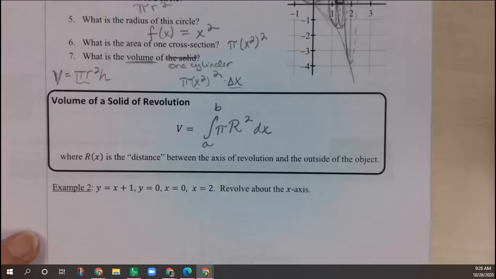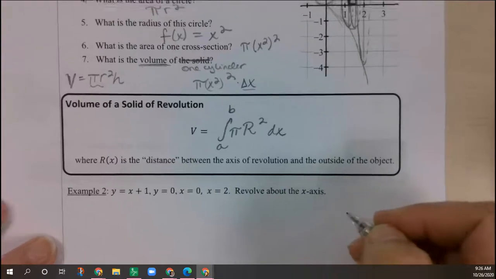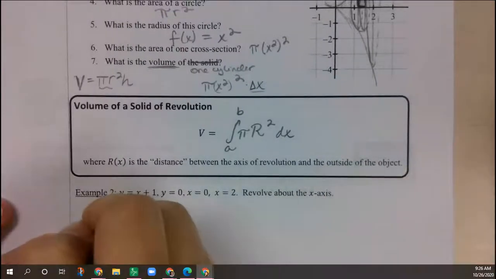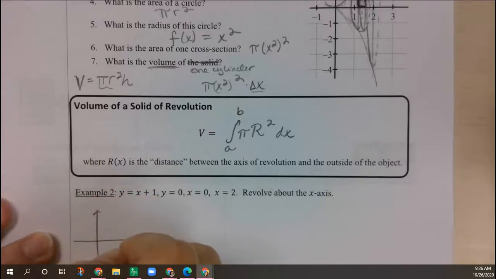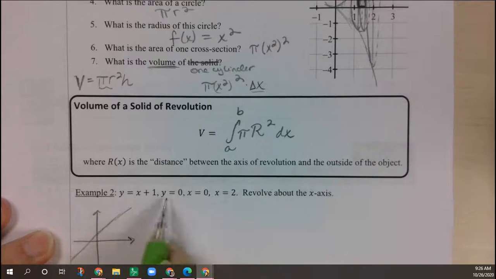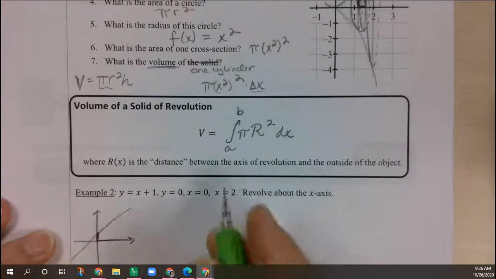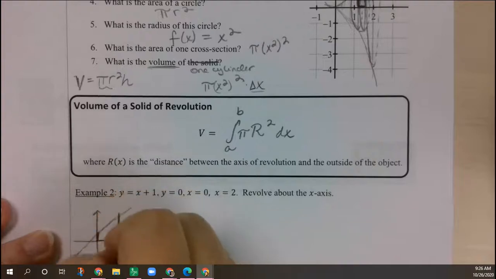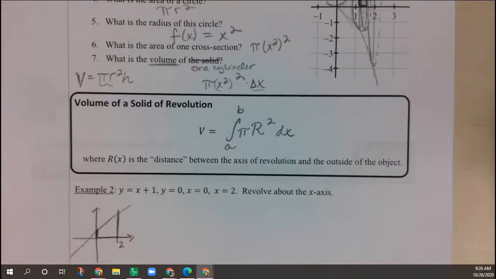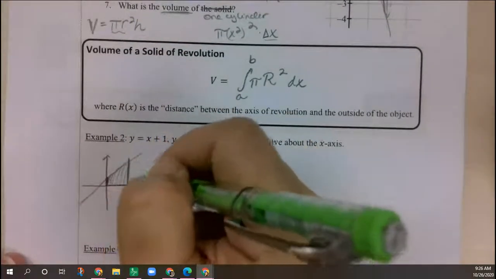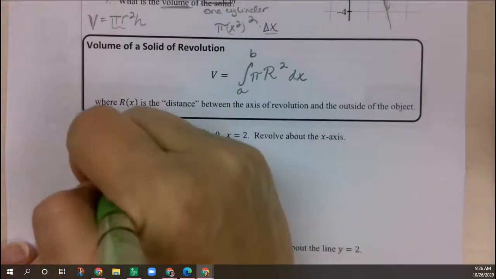So let's look at an example. I'm going to start by sketching a quick graph. X plus 1 is going to look something like this. Y equals 0, x equals 0. So those are the axes. And then x equals 2. Here's 2. So this is our region. We want to rotate it around the x-axis.